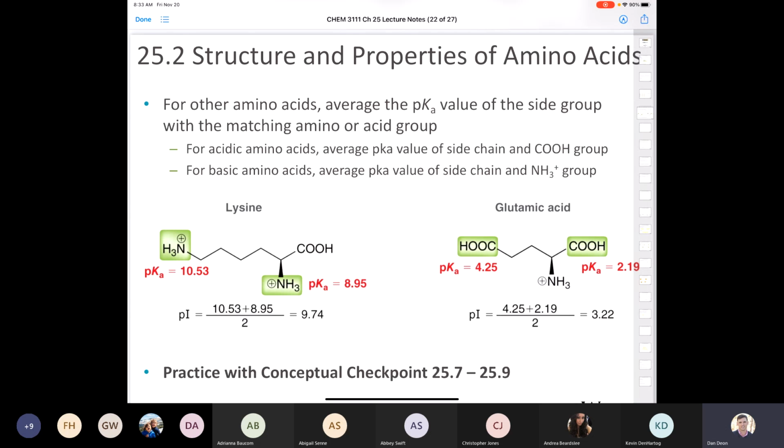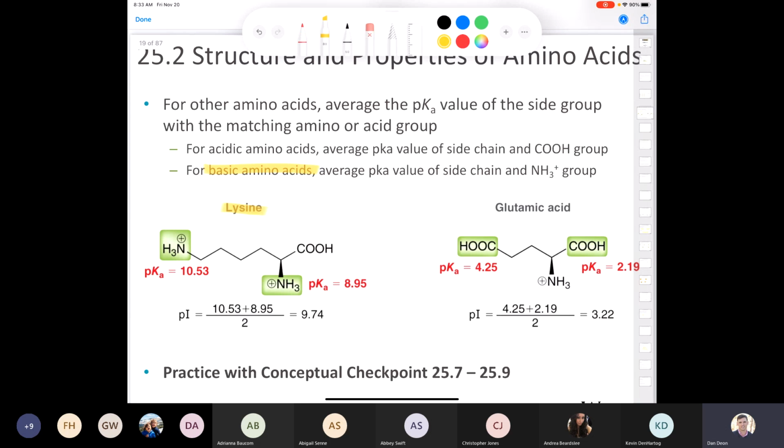So for example, if we're talking about a basic amino acid, we'll look at lysine, everybody's favorite basic amino acid. You see the pKa associated with the R group is 10.53, which is in the neighborhood of 9 to 10. So it's more associated with the basic residue, the pKa of the protonated amine, rather than the carboxyl. So we just add those two together and divide them by two. So we take the average, and this would be our isoelectric point for a basic amino acid like lysine.